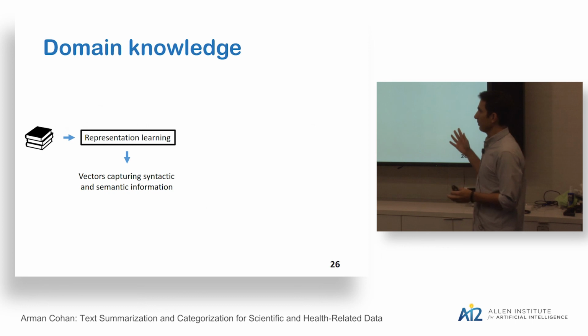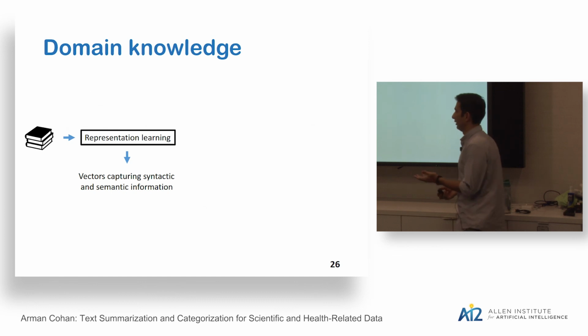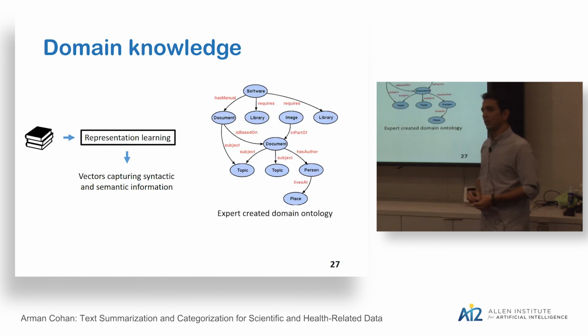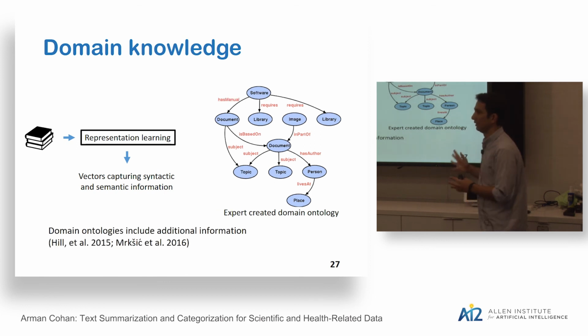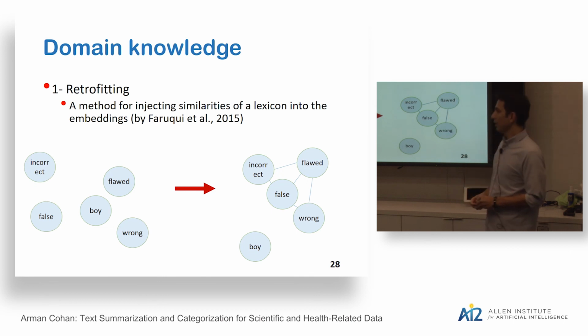So the second extension that we did was using domain knowledge. We know that representation learning can help us capture syntactic and semantic information from data. On the other hand, there are semantic lexicons or knowledge graphs built by experts that might include information that is not in embeddings. And research actually shows that they include this information, especially in the biomedical domain, where you have interactions between genes or drug-symptom relationships captured in expert-created ontologies. So we can utilize these in our model.